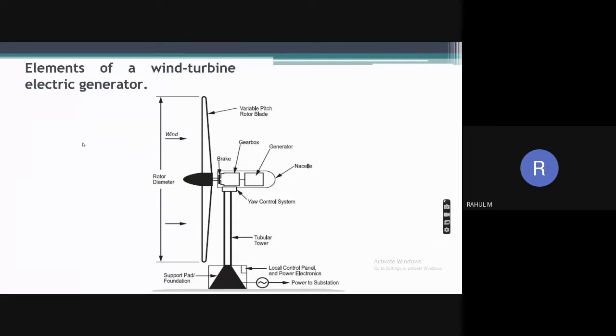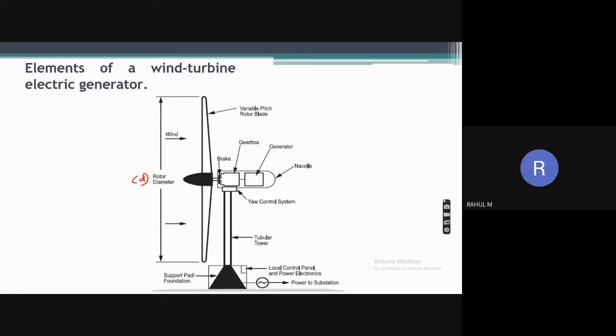So you can see this is the rotor diameter, which we have represented as small d. The rotating part is called the rotor. The diameter of the rotor is considered from one end of the blade to the opposite end. So this entire distance is the rotor diameter, represented by the small letter d, as we have represented in the derivation.